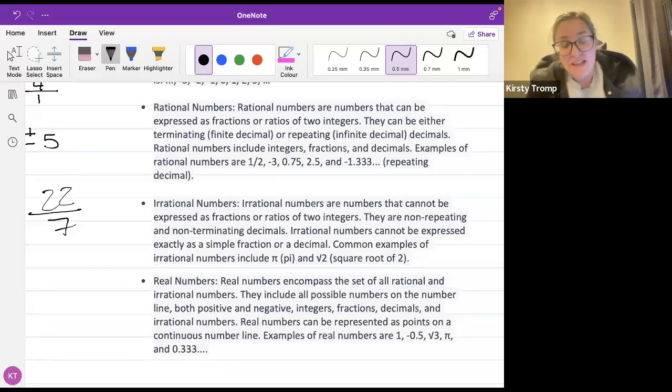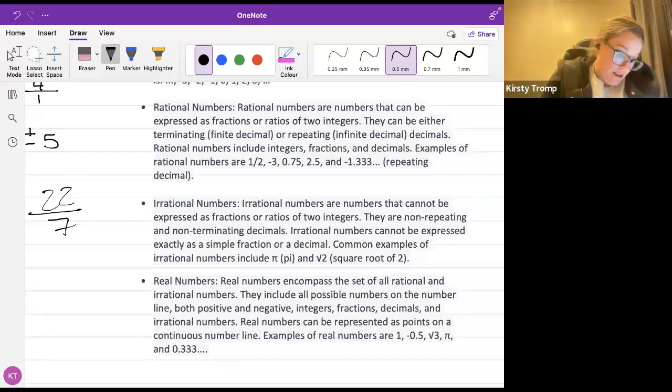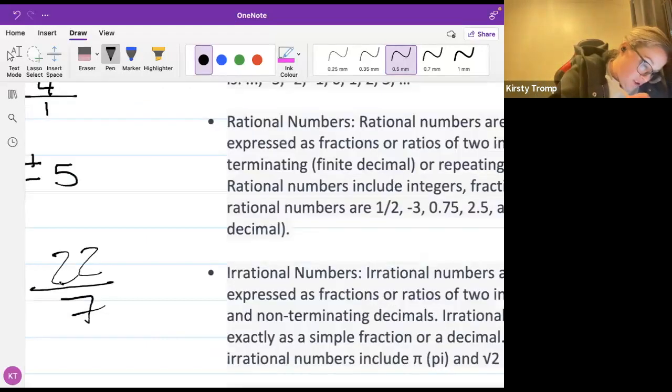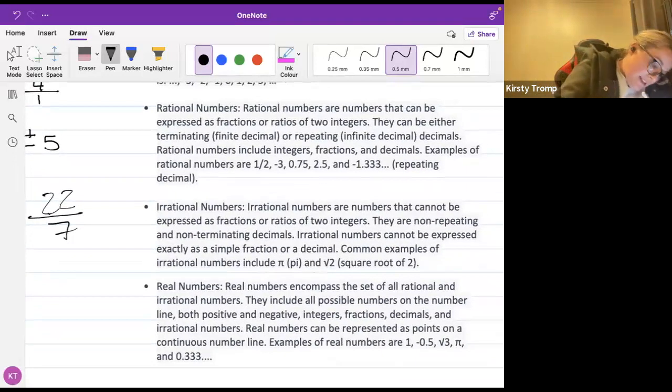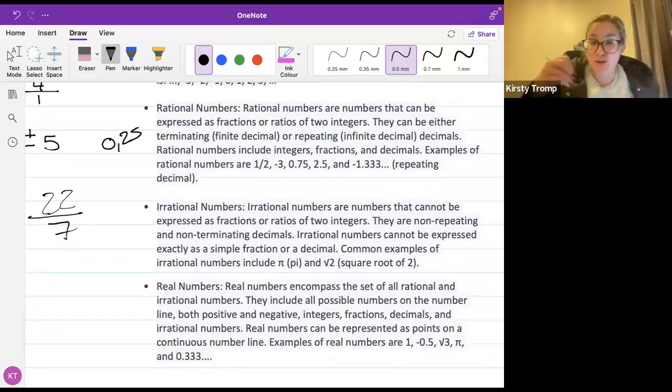Terminating is the same thing as recurring, guys. Recurring means that it's going to carry on forever and ever. So it can either be terminating, so a finite decimal, or repeating. Repeating means that it's recurring. Terminating will be like 0.25, whereas repeating will be like 0.333333333 into infinity.